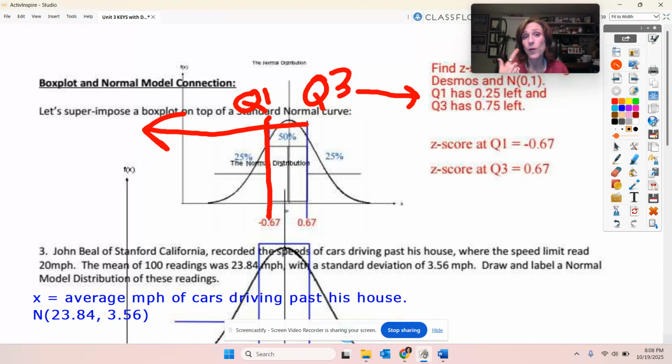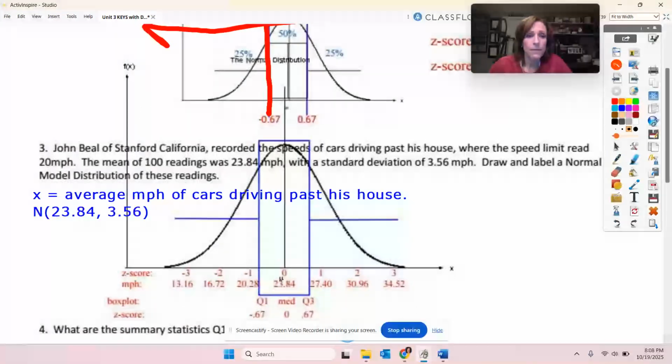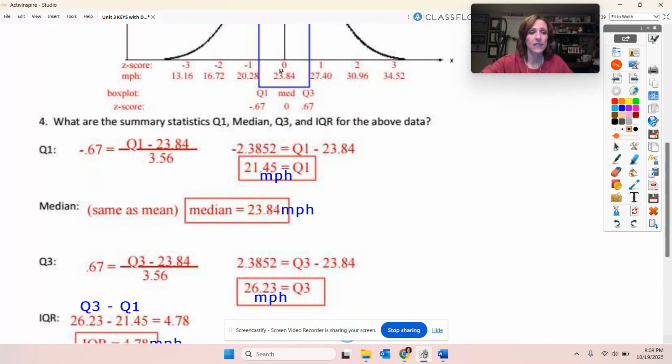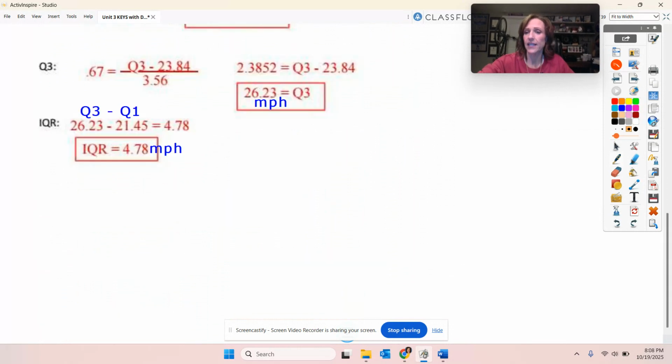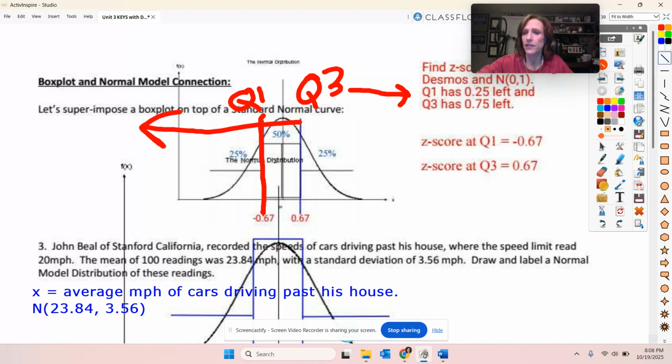So now that we have those z-scores, I now can put context to it. So here we go. This problem was about the average miles per hour of cars driving past John Bill's house, okay? And I'm going to use the normal model with a mean of 23.84 and standard deviation of 3.56. Those are miles per hour. So the first question is, so let me show you what we got here. Let me walk you through this without showing it all to you at one time.